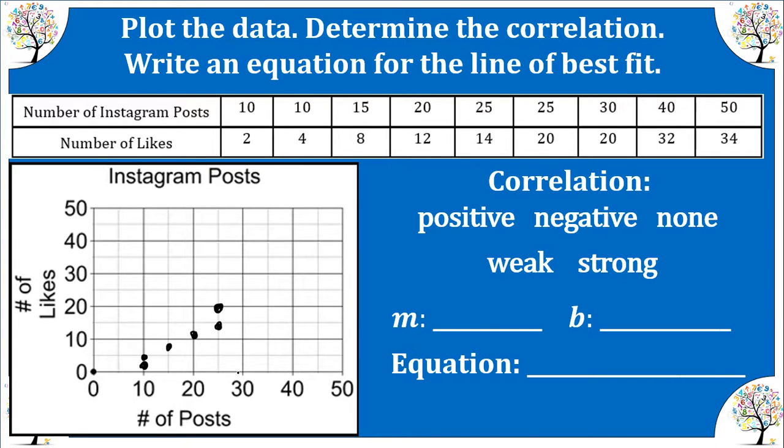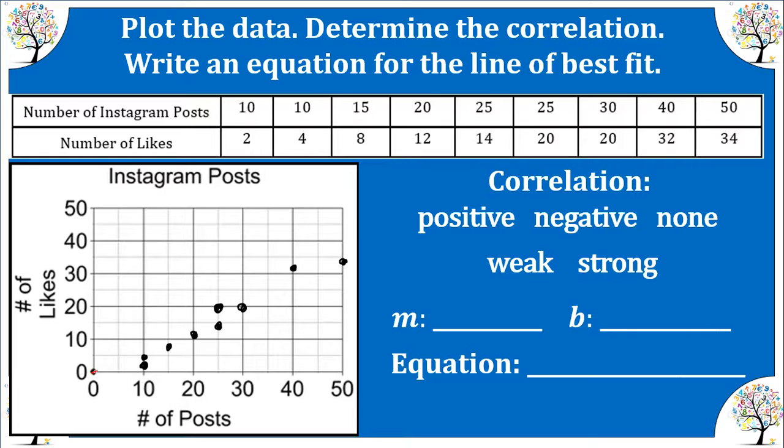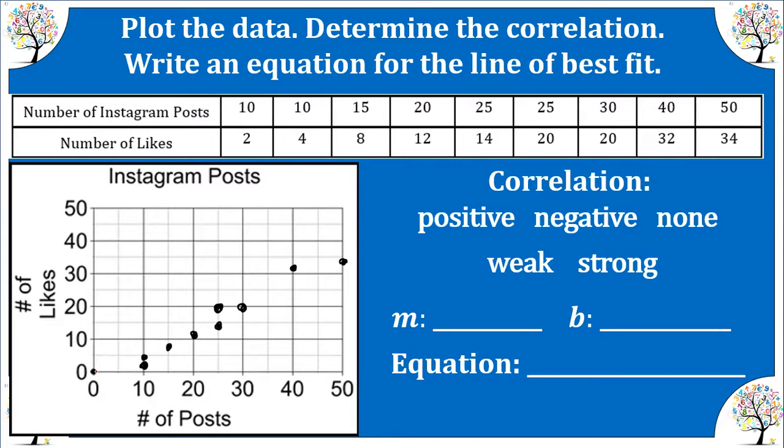For 30, we get about 20 likes. 40 posts, we get about 32. And 50, we get about 34. So you can see we have a positive correlation. So let's write in a line of best fit. That's not the best. I'm going to try that again, because we do want it to best represent. So let's go more this way.